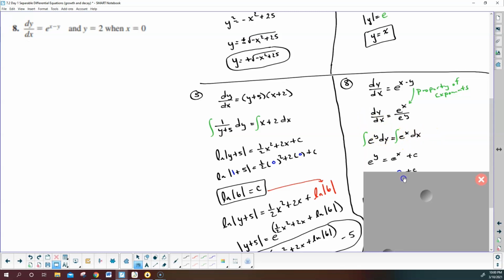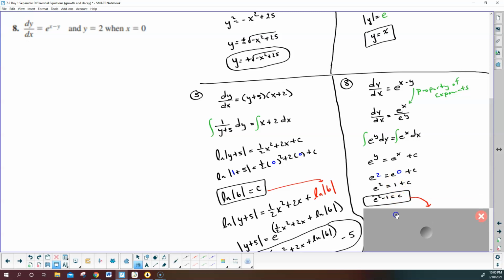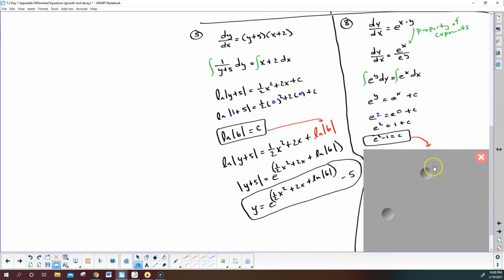Then the antiderivatives are actually really friendly, right? Antiderivative of e to the y is itself. Same thing with e to the x. So then I'll plug in my initial condition, simplify. Remember, e to the 0 is 1. I'm not going to grab a calculator. I'm going to leave this as e to the 2 minus 1. Do not use a calculator here to get decimal answers. All right, you could see why when you check your work.